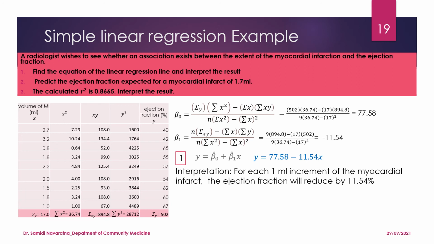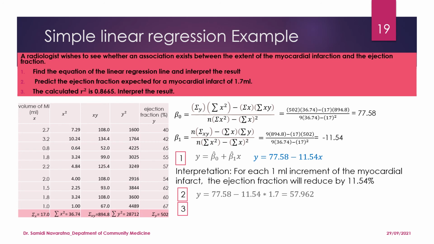So to do that, you just need to substitute 1.7 into this equation. So in the place of x, we put 1.7. So the answer is 57.962%.